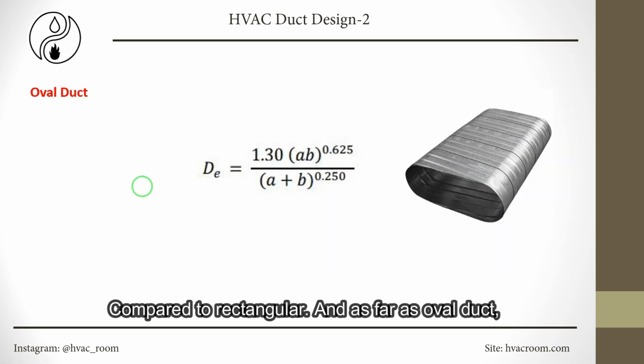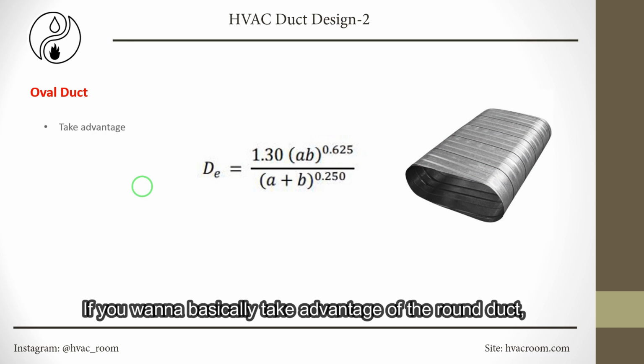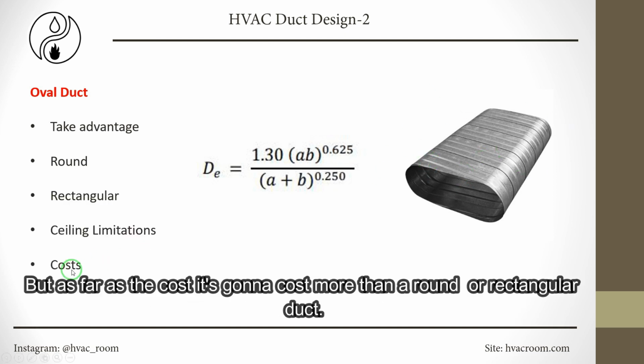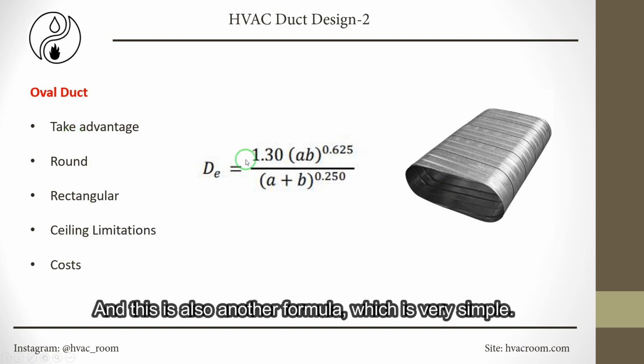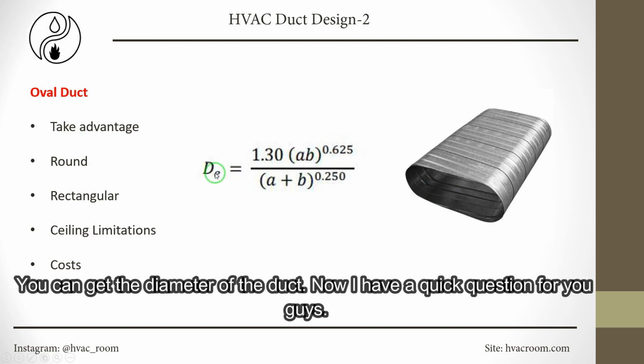And as far as the oval duct, we talked about it, it is going to be something between rectangular and round duct if you want to basically take advantage of the round duct, which is very similar to this one, okay? But as far as the cost, it's going to cost more than round duct or rectangular duct. And this is also another formula which is very simple. If you have the dimension of a rectangular duct, you can get the diameter of the duct.